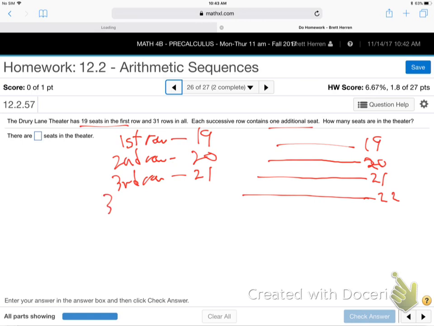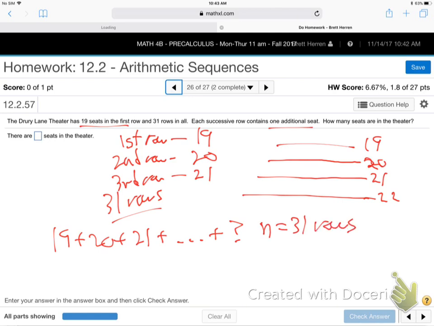And there's 31 rows altogether. So how many total seats? Well, that's a fancy way to say add up the numbers. 19, 20, 21, etc. I don't know what the last one is. n equals 31 rows. Right? That's what they're asking me to do. So if you want to figure out how many seats in that theater, you need to add up the numbers, 19, 20, 21, etc., all the way up, 31 total rows. So how do we do that? S sub n, we're adding them up. n over 2, a_1 plus a_n. What's n? Remember, n is always the number of terms.